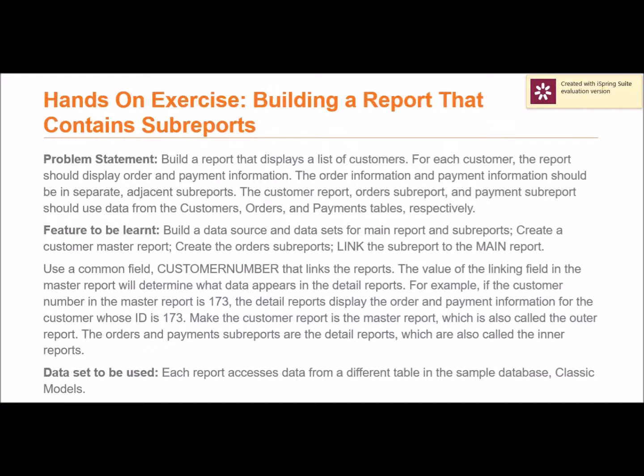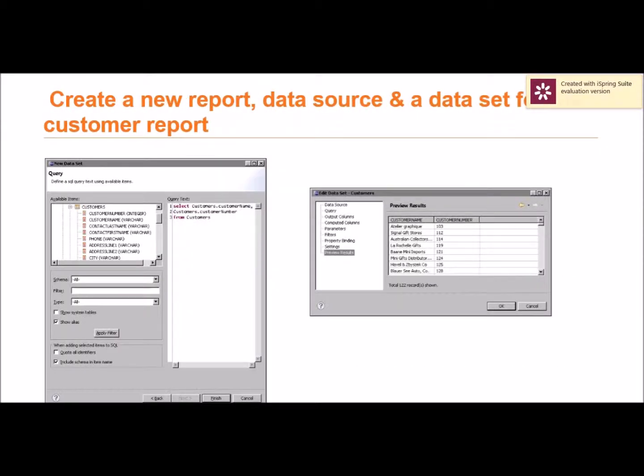The value of the linking field in the master report will determine what data appears in the detail report. For example, if the customer number in the master report is 173, the detail report displays the order and payment. I'm not going to read this all to you, but you have used data from Classic Models, and each report was accessing a different table. So we had different data sets.